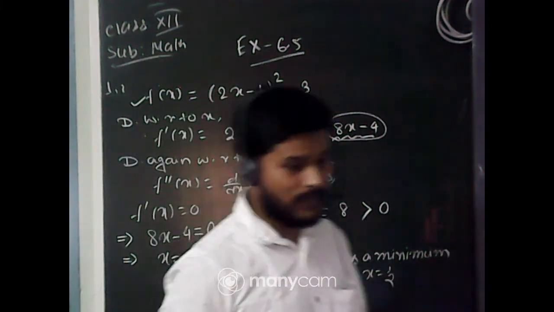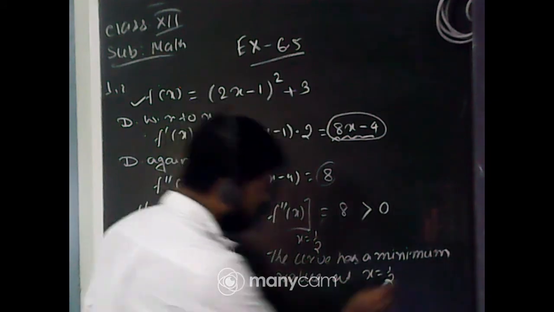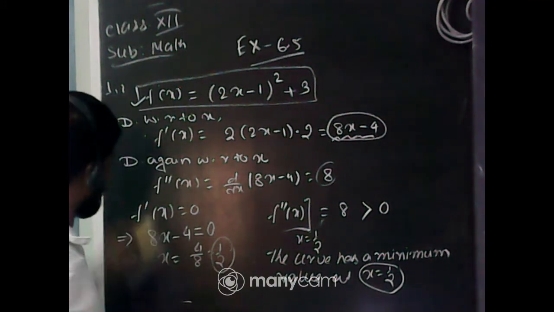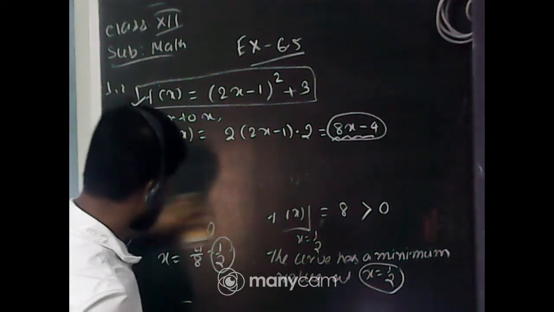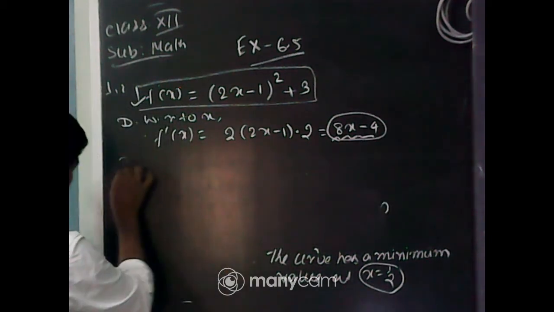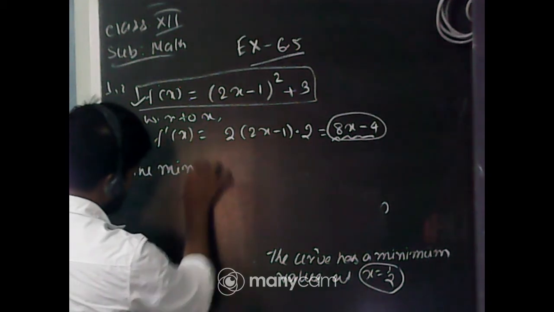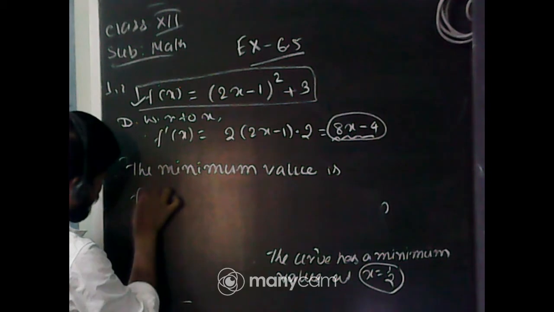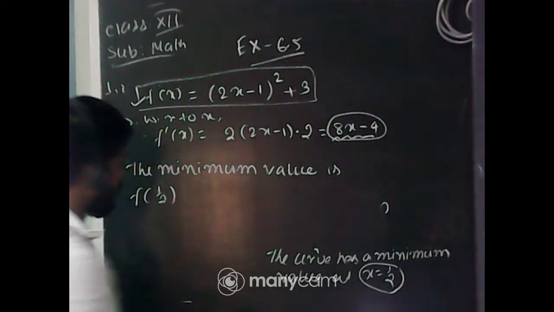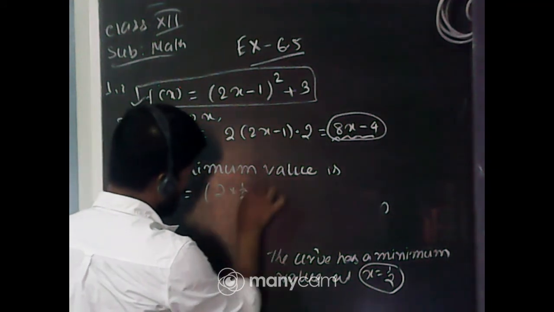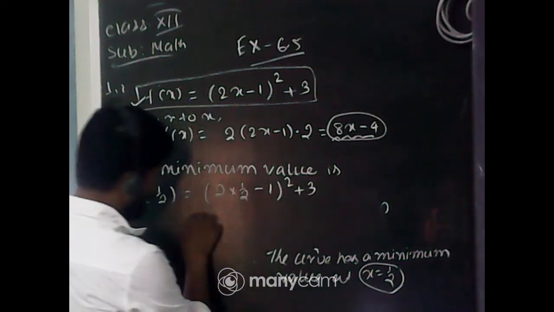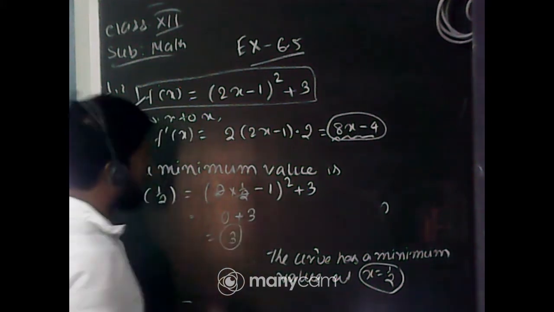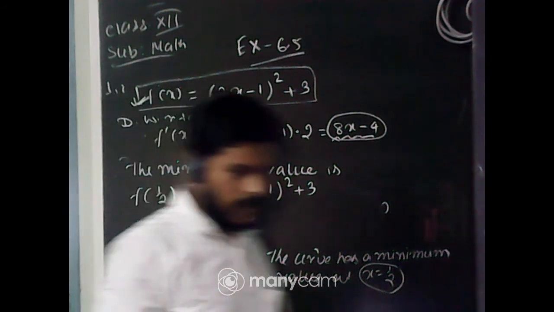Now the question is, we have to find the minimum value, and how can we find it? We have to put x equal to half in the given equation, and we'll get the minimum value of the curve. Okay, so I'm rubbing this portion. Therefore the minimum value is f of half. Now look, f of x is given here, find f of half. That is equal to 2 into half minus 1 whole square plus 3. So this part will be 0, 1 minus 1 whole square is 0, plus 3, that is equal to 3. So 3 is the minimum value of this curve f of x, and hence solved.